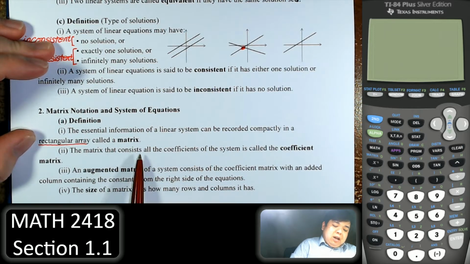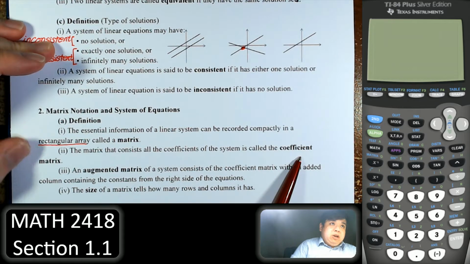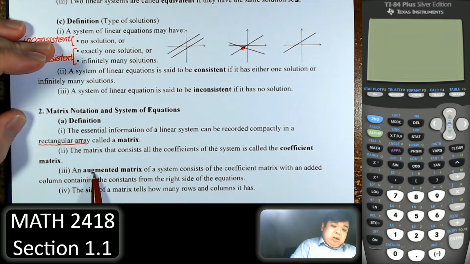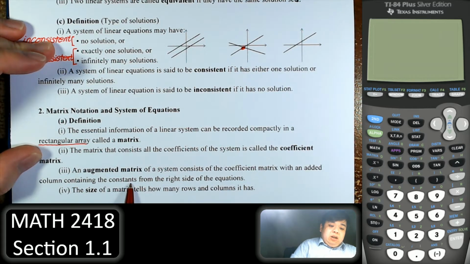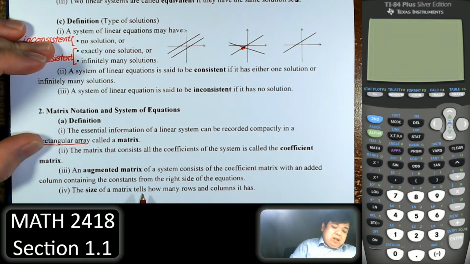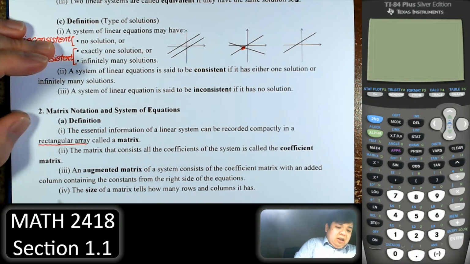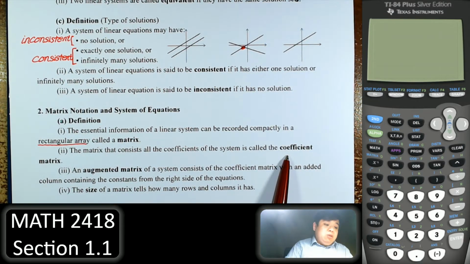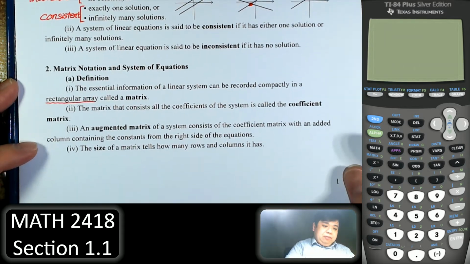The matrix that consists of the coefficients of the system is called a coefficient matrix. An augmented matrix of the system consists of the coefficient matrix with an added column of constants on the right side. The size of the matrix tells how many rows and columns it has. Alright, so we have the coefficient matrix and augmented matrix. So I just look at one example here.